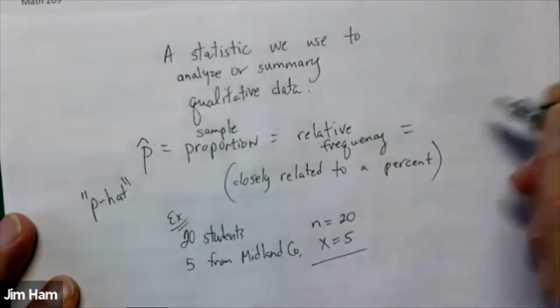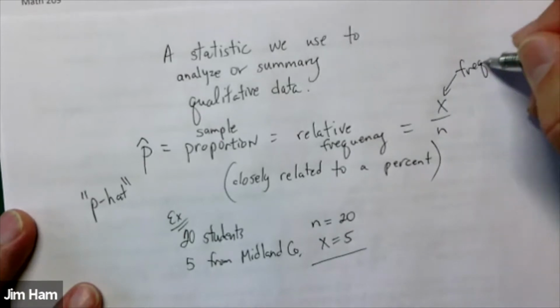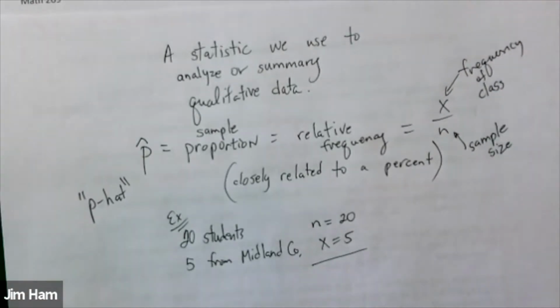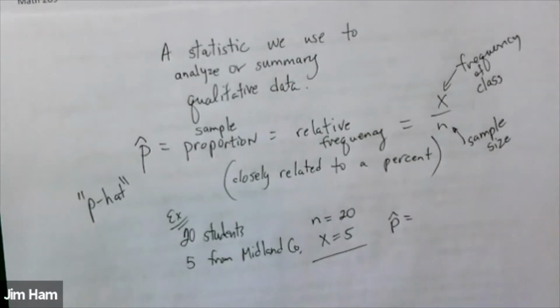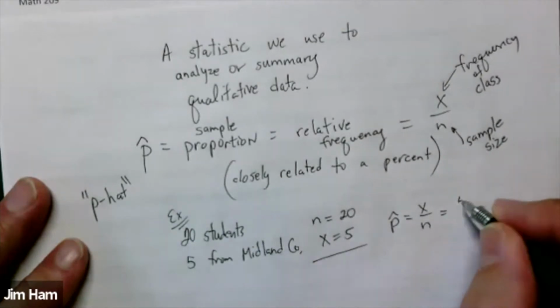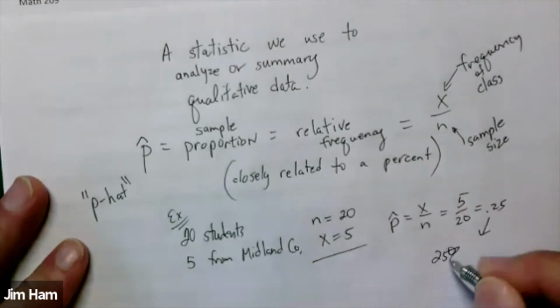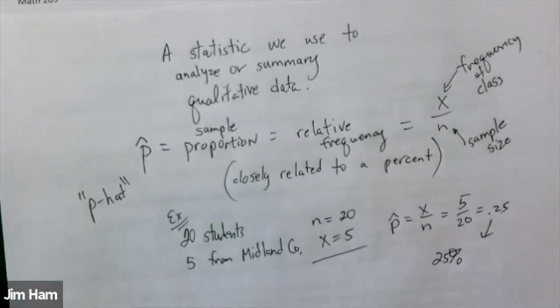I didn't give you the formula up here. This is x divided by n. So x is a frequency of the class, and the n is the sample size. We didn't call it a sample proportion, we called it a relative frequency. But you take the x and divide by n, 5 divided by 20, and you get 0.25, that you can convert to a percentage when you interpret what the proportion means. So we would say 25% of the students in the class are from Midland County. But that's really the only statistic that we have that is related to qualitative data.